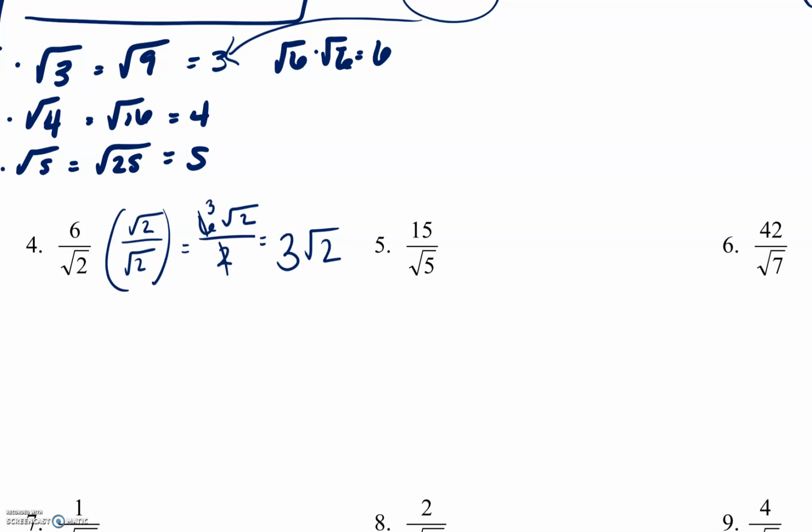Number 5. The denominator is square root of 5, so let's multiply by the square root of 5. And we get 15 radical 5 over 5. But wait, there's more. 5 goes into 15 3 times, and we get 3 radical 5.